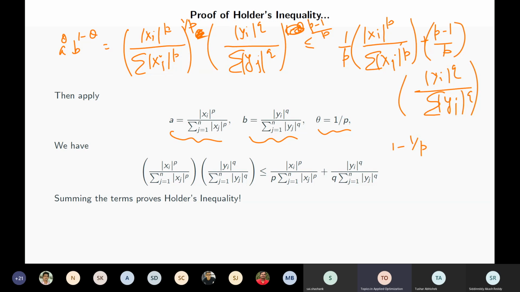Yeah, so we have 1 by p, and then 1 by q. So this guy is actually 1 by q. So I think what we are missing here is this, guys, 1 by p and 1 by q. These are the typos here, and this is what we have.